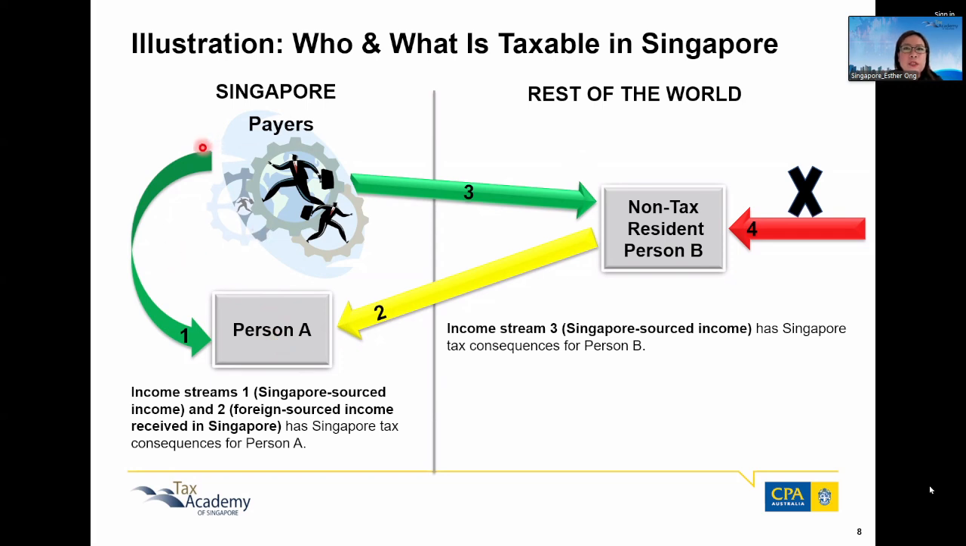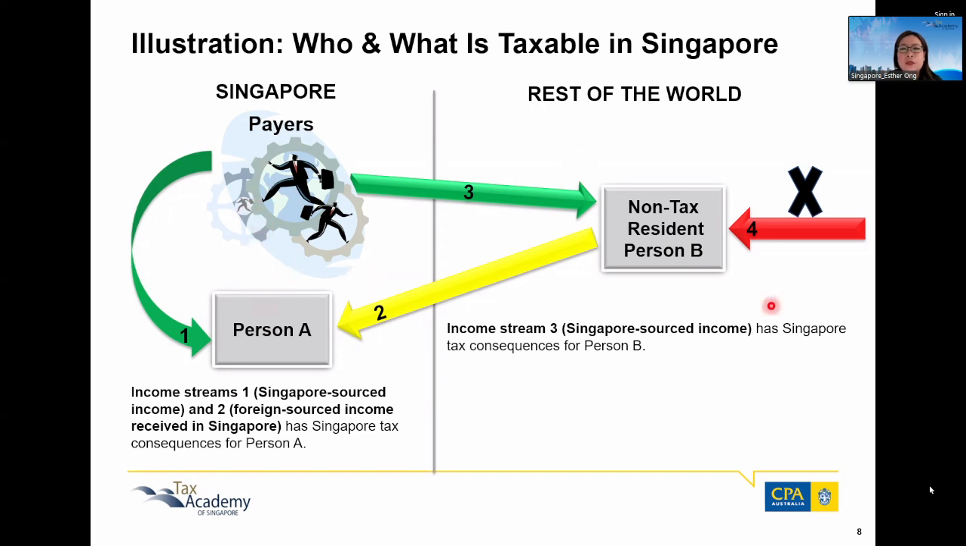Then to explain the scope of income tax, the income stream from the payers to person A here will be considered a Singapore source income, because this is income arising in Singapore. As I mentioned in the scope of income tax just now, income sourced in Singapore will be subject to tax in Singapore.